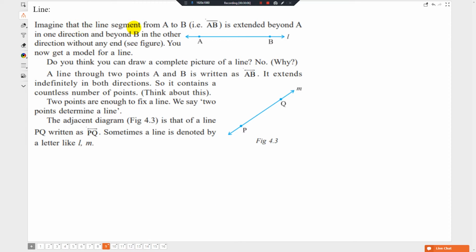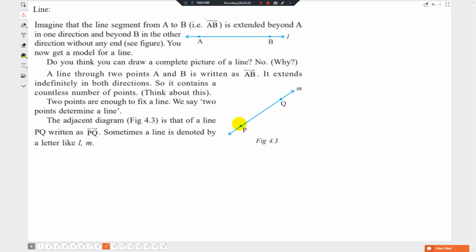Imagine that the line segment from A to B is extended behind A in one direction and beyond B in another direction without an end. You now get a model for a line. See, this is a line. A line segment is a part of a line.